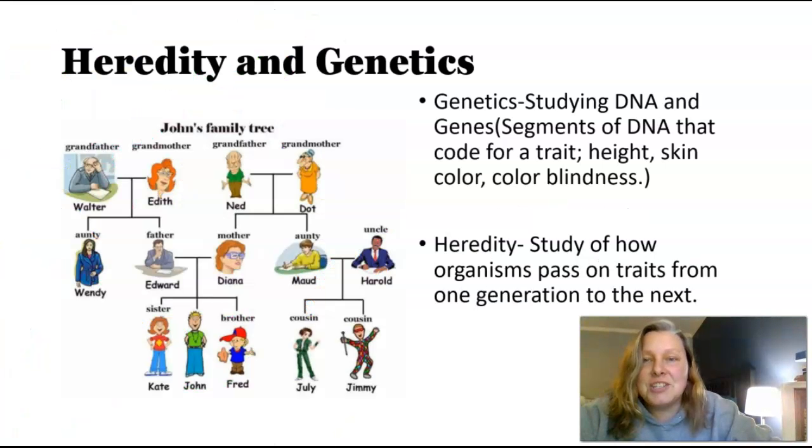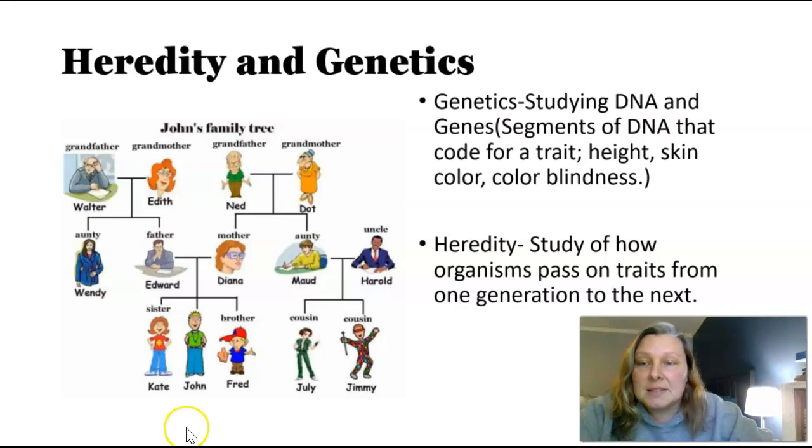So heredity and genetics are kind of paired together because genetics is the study of your DNA and the genes that are contained on your DNA. Those are segments that code for traits like your height, your skin color, color blindness, any trait that we might have or that is passed down to us. Heredity is the study of how organisms pass on traits from one generation to the next.